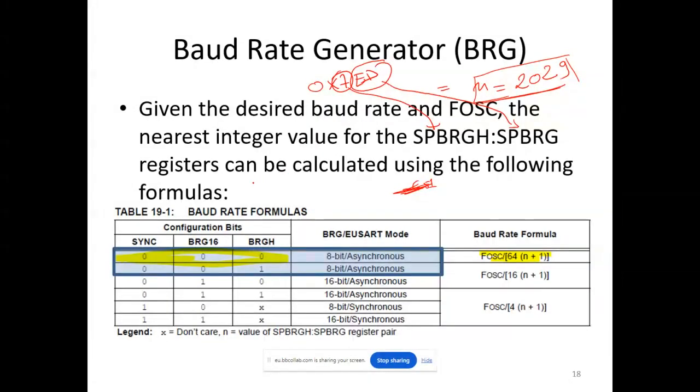And you have to select 16-bit mode or 8-bit mode, and you have to make the configuration of the TX status register. And finally, you have to find the value of n, and then from this n, you have to give the value of these two registers. In the exams, you have this table. Okay.